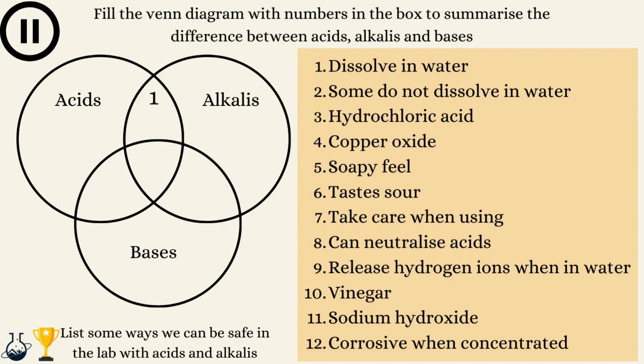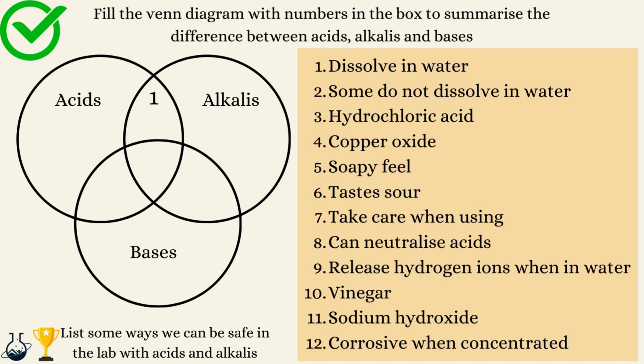Pause the video here and use the statements 1 to 12 in the orange box to fill the Venn diagram to compare acids, alkalis, and bases. Remember, any overlapping segments indicate similarities. The middle would be a common statement for all three, and any differences should be listed in the individual areas. An example has been started for you, and if you finish, try the challenge. Let's go through some answers then. Get ready to annotate your work as we go.